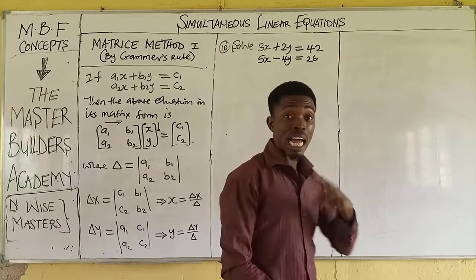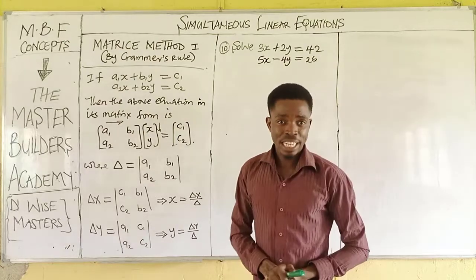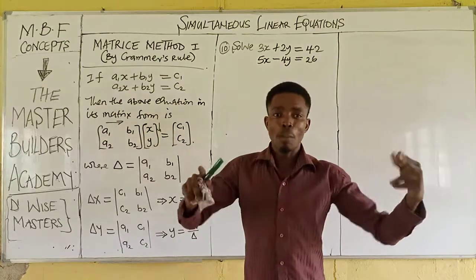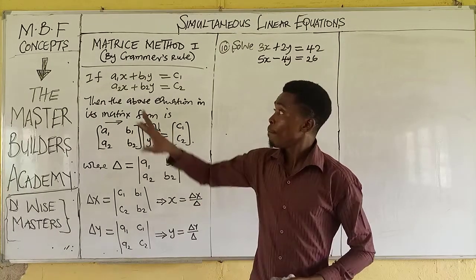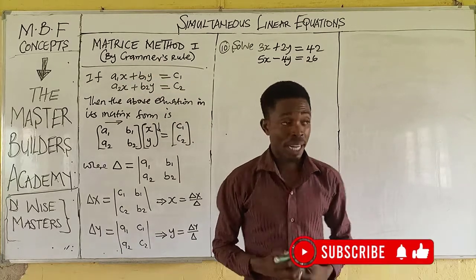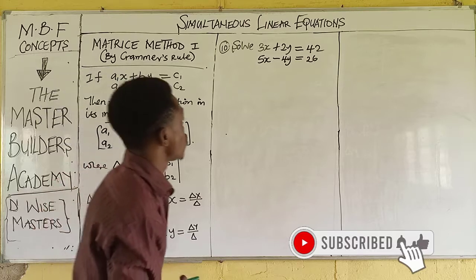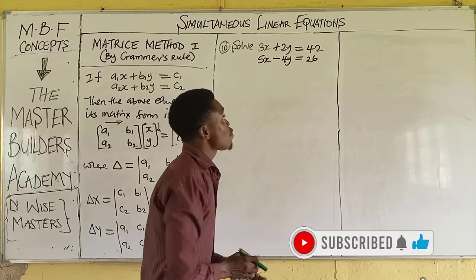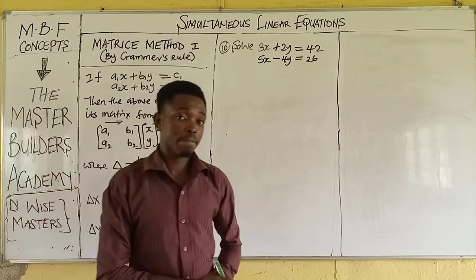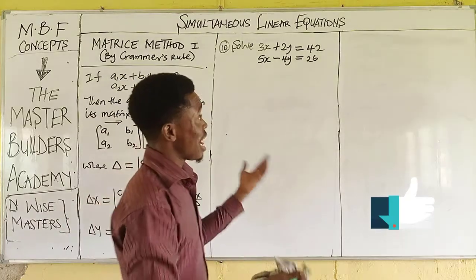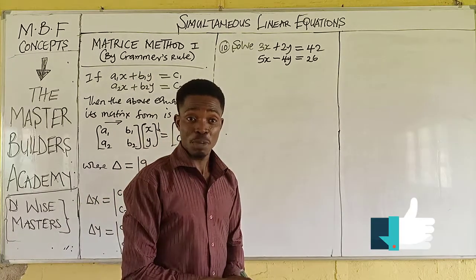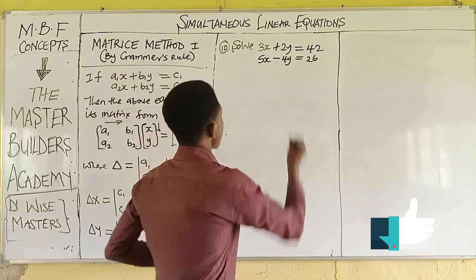Okay guys, now we have question number 10 on the board, which happens to be question number 2 under matrix method 1. Are we there? So now we are asked to solve 3x plus 2y is equal to 42 and 5x minus 4y is equal to 26. Guys, it's as simple as we saw with question number 9. Now let's get started. So this is the solution.